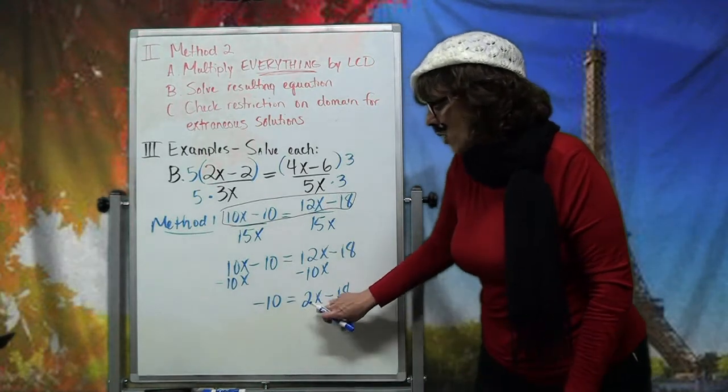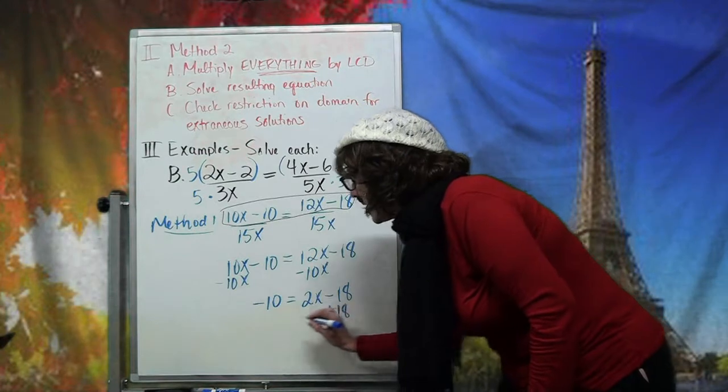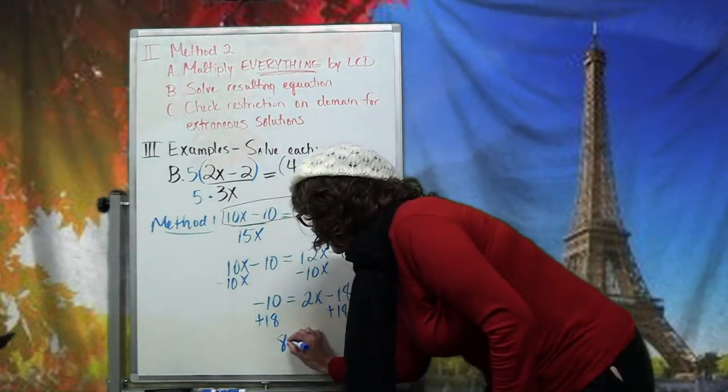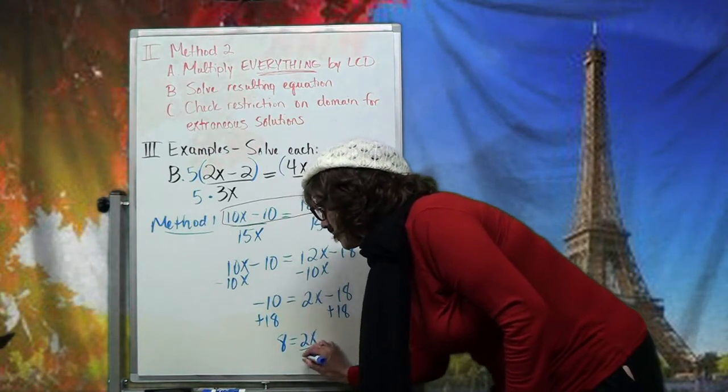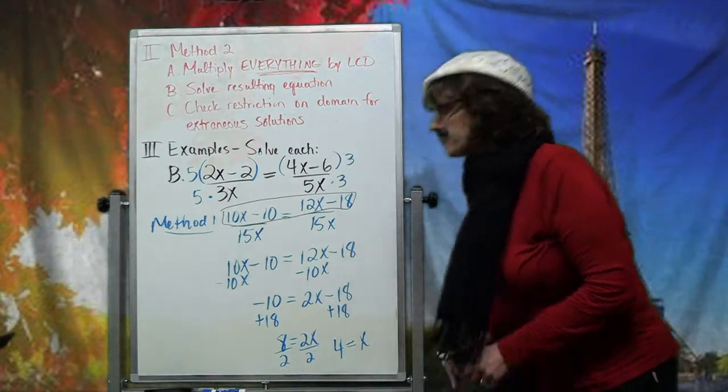So now I've put all my variables on this side. Constants will go on the other side. I'm going to add an 18 and I'm going to add an 18. So negative 10 plus 18 is 8. And at this point, I'm just simply going to divide by 2 on both sides. That means that my x is a 4.